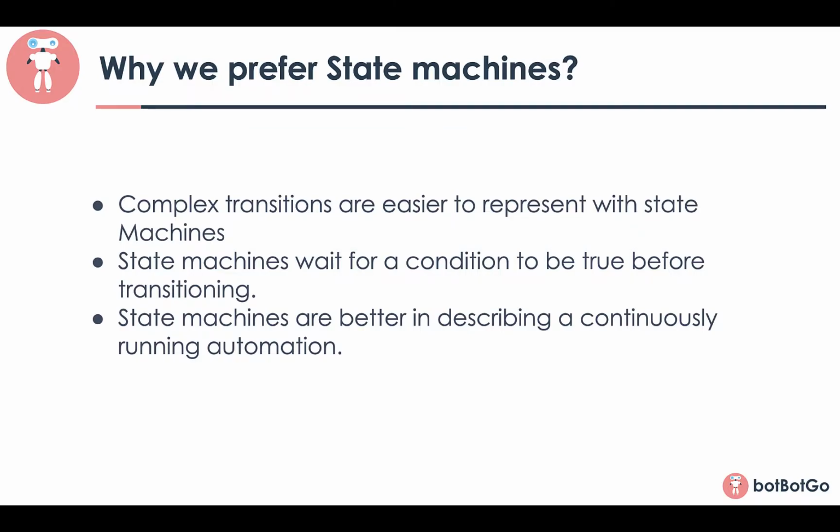So like I already explained in the previous slide, complex transitions are very easy to represent using a state machine as compared to a flowchart. So that is a very valid reason. Another reason is that state machines wait for a condition to be true before they transition. This is very useful in automations, where you remain in a state until you get a trigger to move to a different state. And in order to represent continuous running automations, a state machine is an ideal choice. I hope it's now clear to you what state machines are, how they're different from flowcharts, and the reason why we use state machines. That's all as far as state machines are concerned.